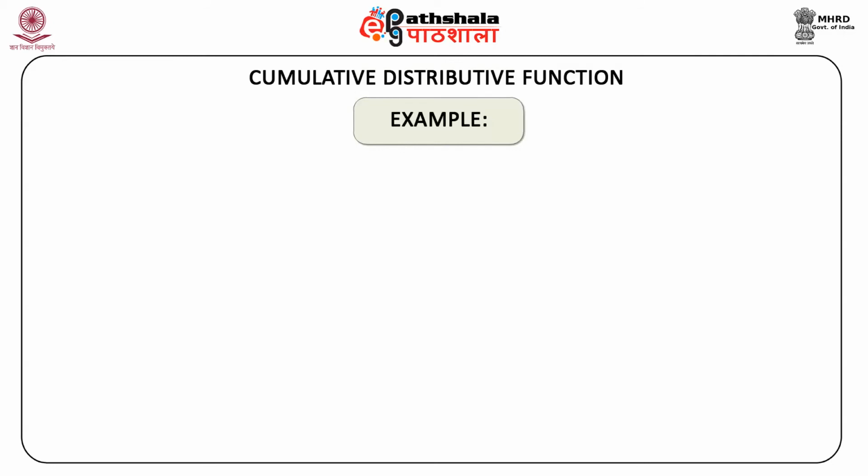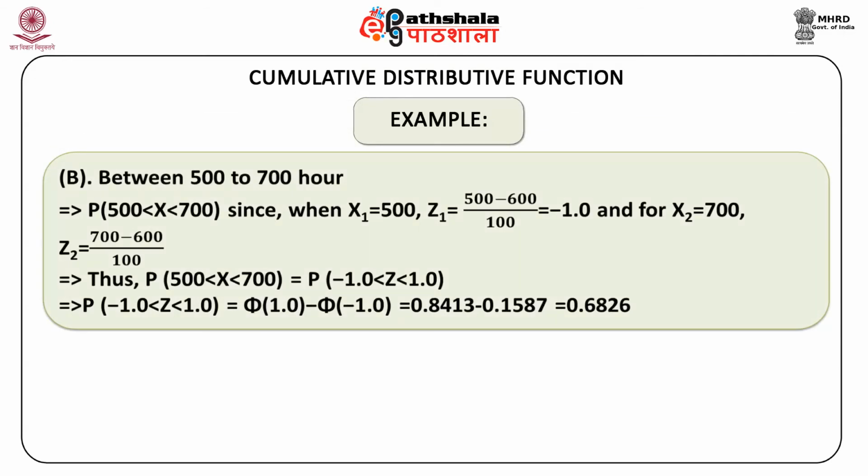Between 500 and 700 hours, the probability that 500 < x < 700. Since when x1 is equal to 500, z1 is equal to (500 minus 600) divided by 100, which is equal to minus 1.0. And for x2 equal to 700, z2 is equal to (700 minus 600) divided by 100, which is equal to plus 1. Thus, the probability that x lies between 500 and 700 is equal to the probability that z lies between minus 1 and 1.